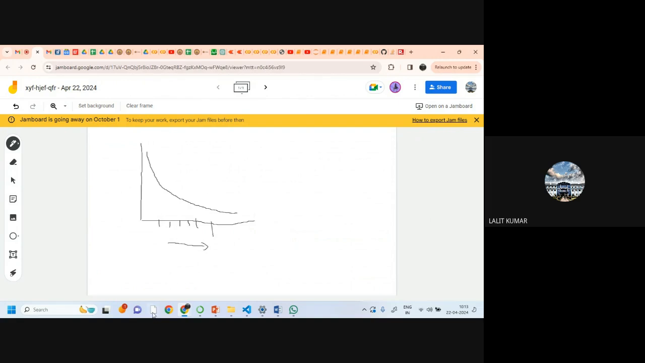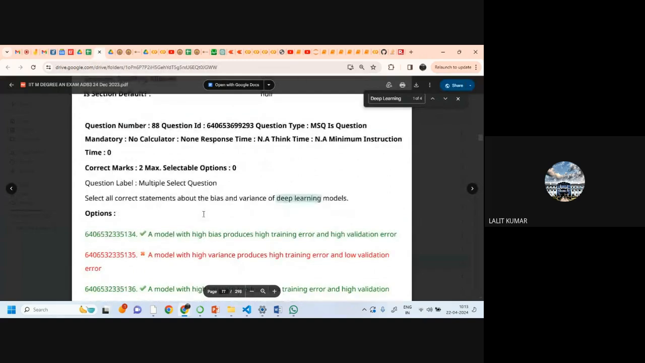So with that concept, now we will solve this question. We will see one by one. A model with high bias produces high training error and high validation error. That is true. A model with high variance produces high training error and low validation error. False, it's not true, because it will have low training error and it will have high validation error.